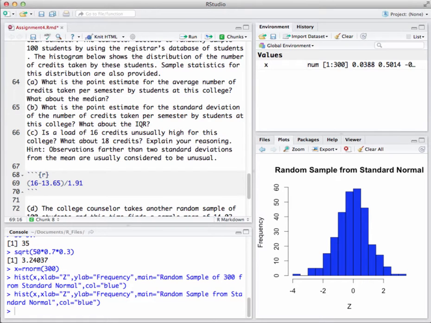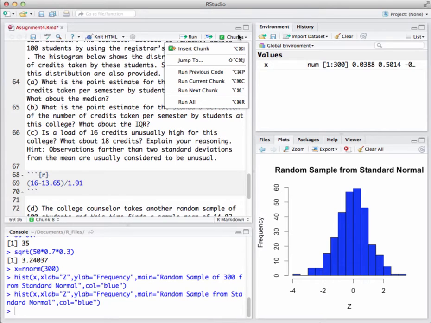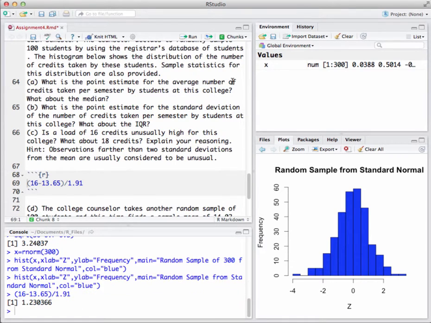Okay, and so if we execute that, go ahead and run that chunk, we get back 1.23 standard deviations above the mean. So no, that would not be more than 2 standard deviations. So the load of 16 units would not be unusual.